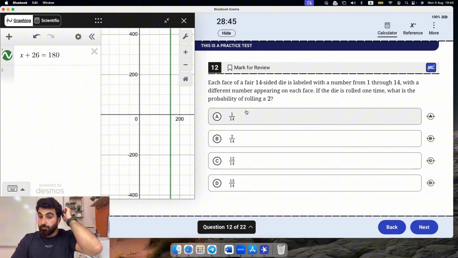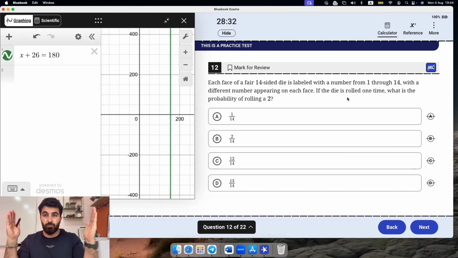Okay, question 12. Each face of the fair 14-sided die is labeled with a number from 1 to 14, with a different number appearing on each face. If the die is rolled one time, what is the probability? There are numbers from 1 to 14, and we have one of each number. The question is, if we pick one of them randomly, what's the probability that this is 4?